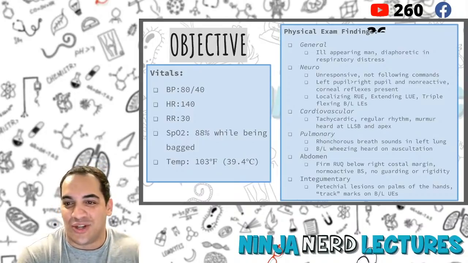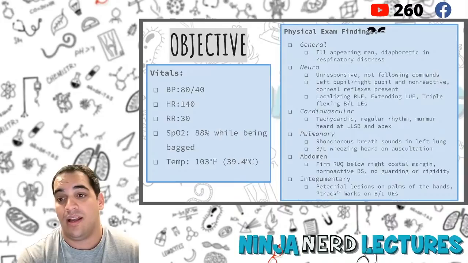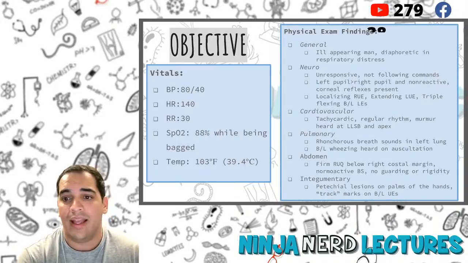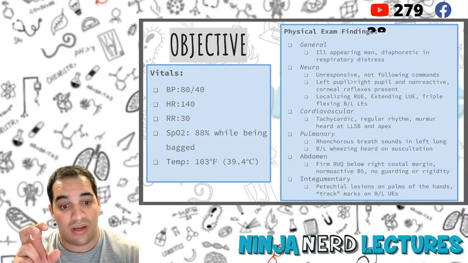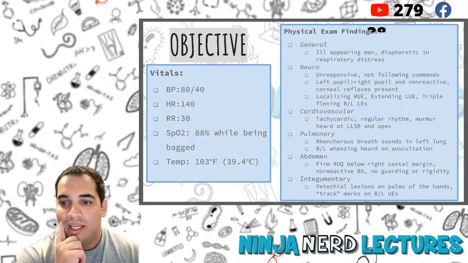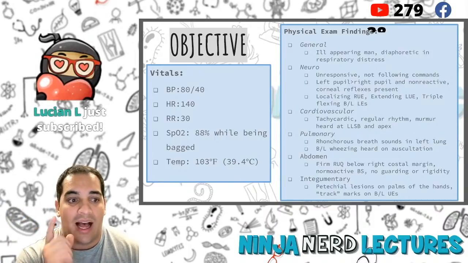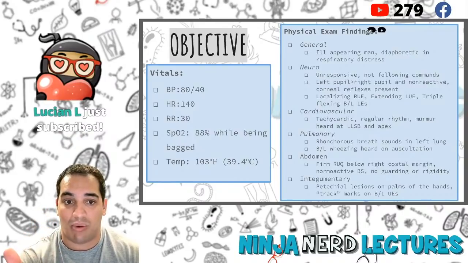So, to quickly summate what we got with this guy, we got a 50-year-old male, past medical history COPD, type 1 diabetes, cirrhosis, chronic hepatitis infection. He's a tobacco user, alcohol user, maybe drug user based upon these track marks that we visualize. He was found unresponsive, potentially found down for maybe up to 12 hours. He is hypotensive, tachycardic, tachypneic, hypoxic, and febrile.